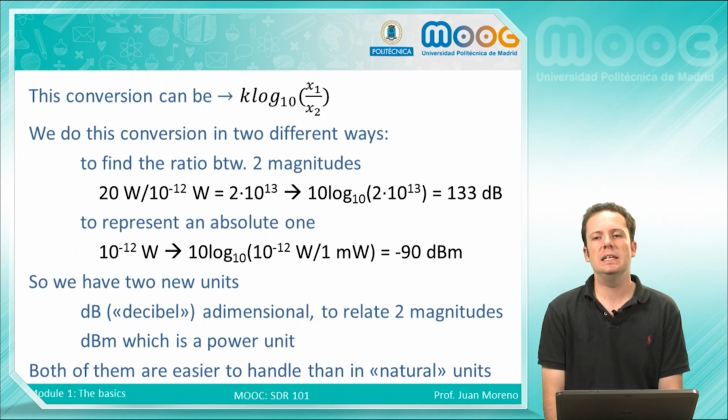All of this leads to something very useful that I mentioned before when I was defining the bandwidth, that 3 dBs means the half of the power. If you take a very simple operation, 10 decimal logarithm of 2, you will find out that it is more or less 3.